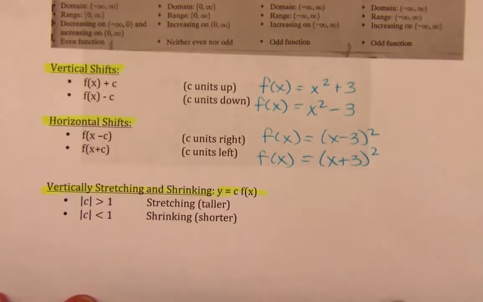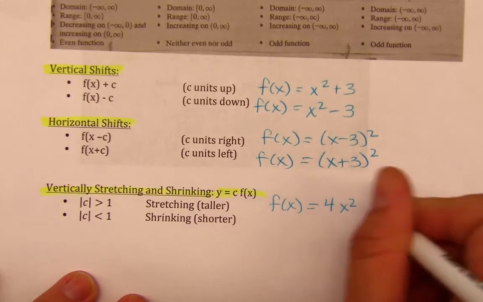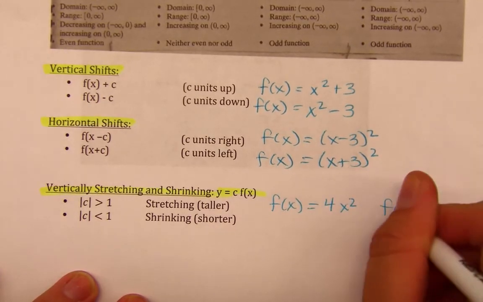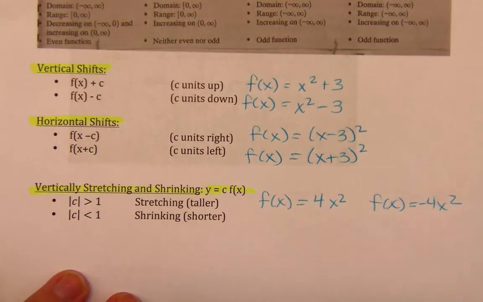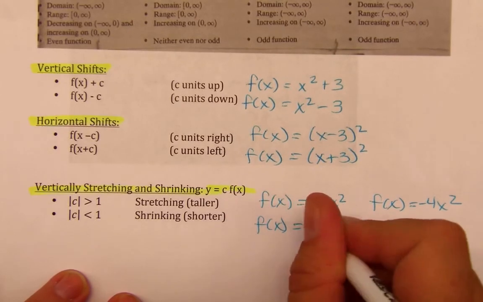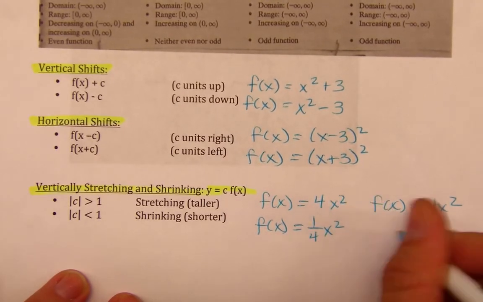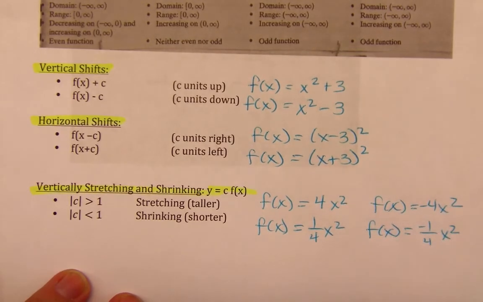Something to make it taller would be like f of x is equal to 4x squared, or f of x is equal to negative 4x squared. Something that would make it shorter or shrink it would be f of x is equal to 1/4 x squared, or f of x is equal to negative 1/4 x squared.